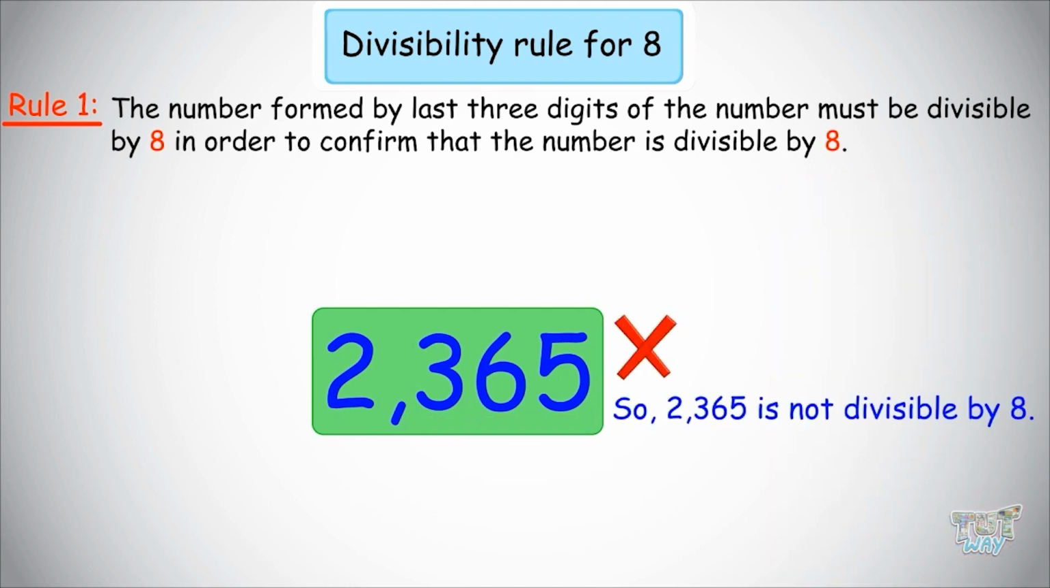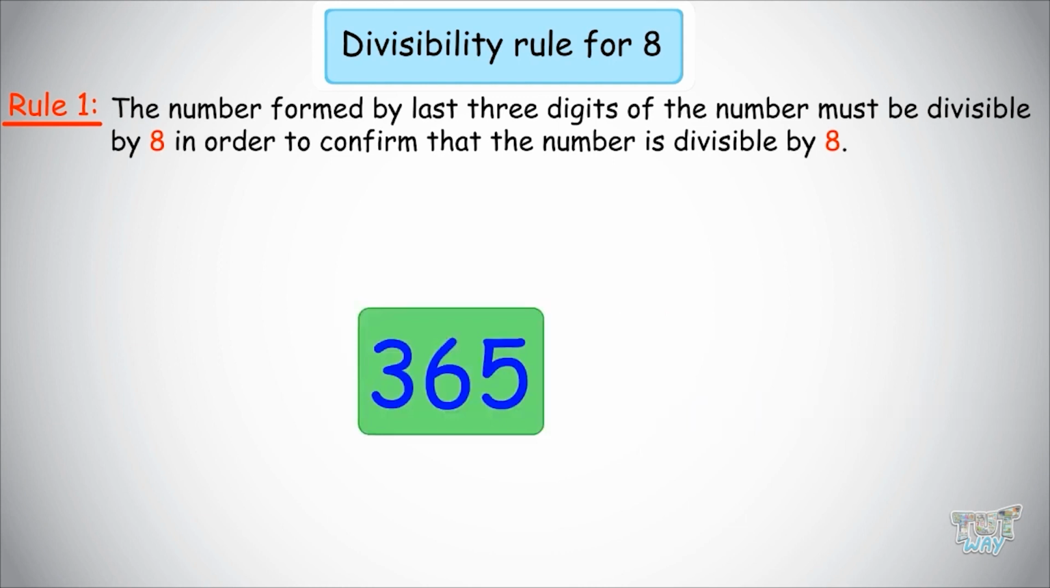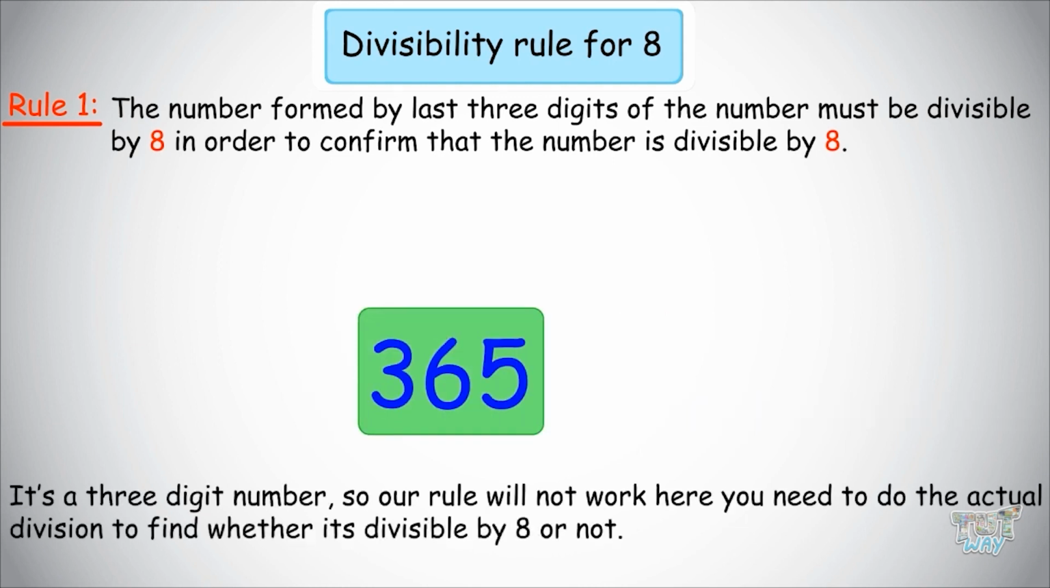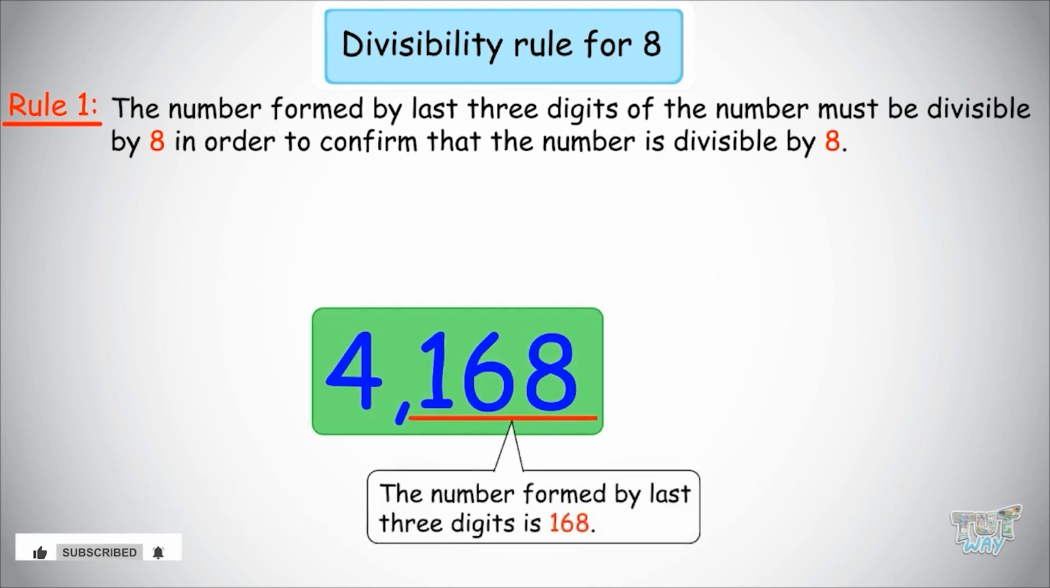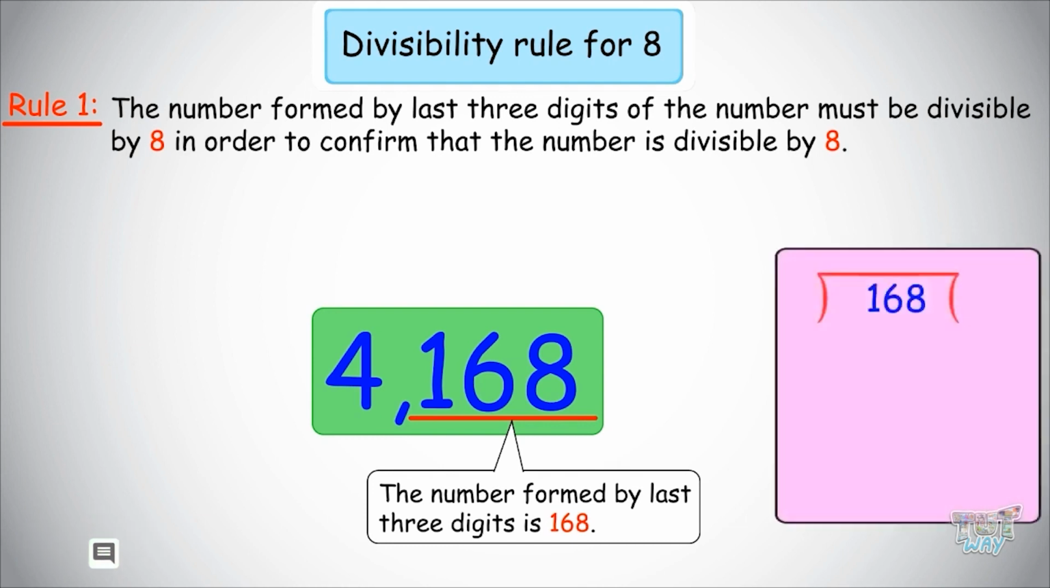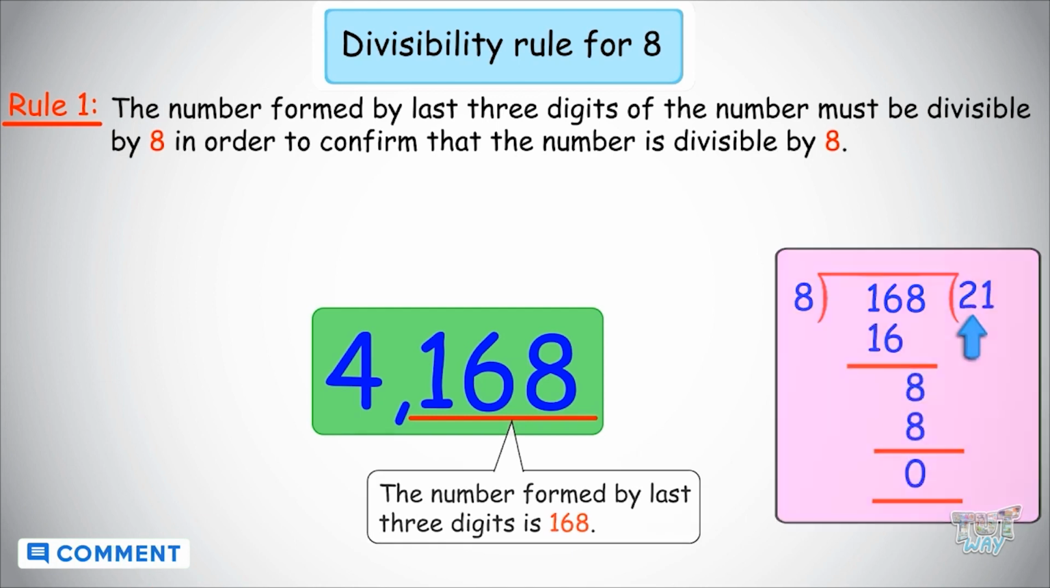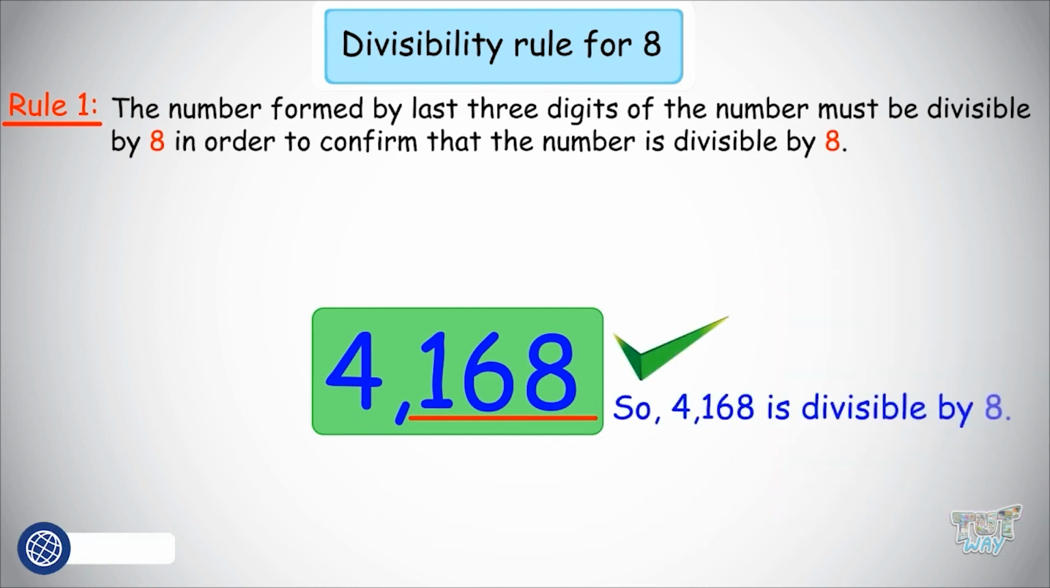The next number is 365. This is a 3-digit number, so our rule will not work here. You need to use actual division to find out whether or not it is divisible by 8. Next number is 4168. In this case, the number formed by the last 3 digits is 168. Check whether it is divisible by 8. 168 is divisible by 8. It is 21. So this number must be divisible by 8.